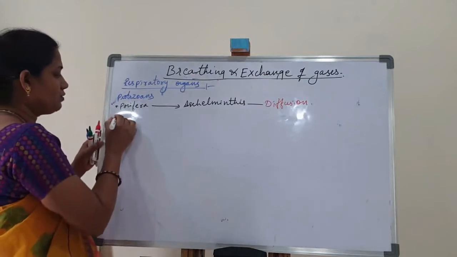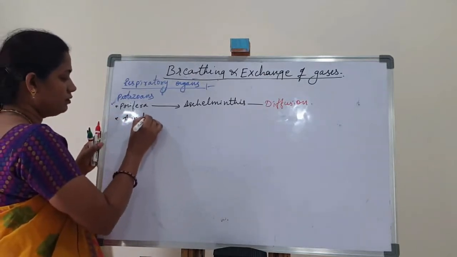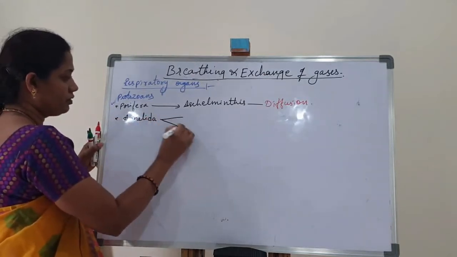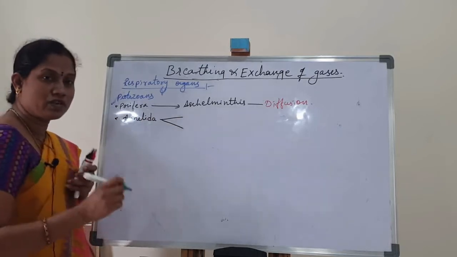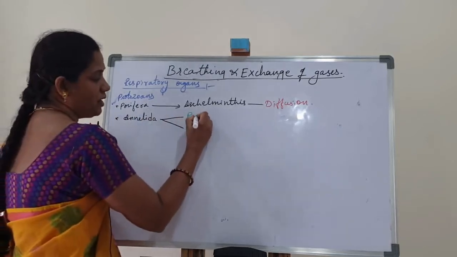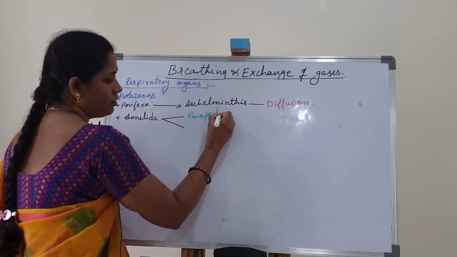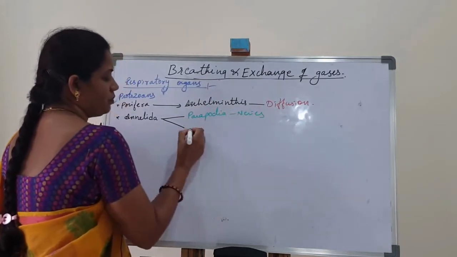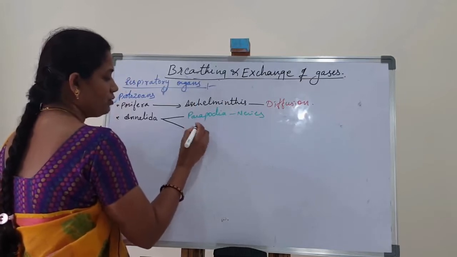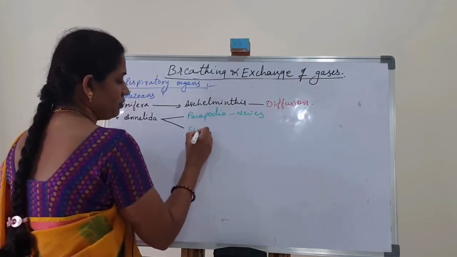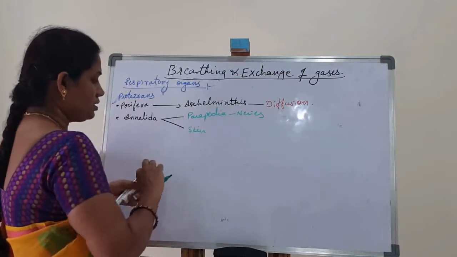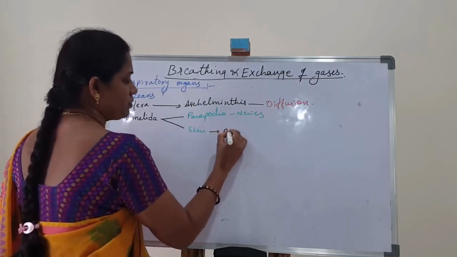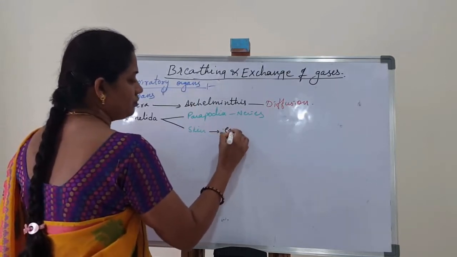Next phylum is Annelida. In Annelida, two types of respiratory organs are present. Parapodia are present in Nereis. Parapodia and cuticular respiration, or skin. This type of respiratory organ is present in the earthworm.